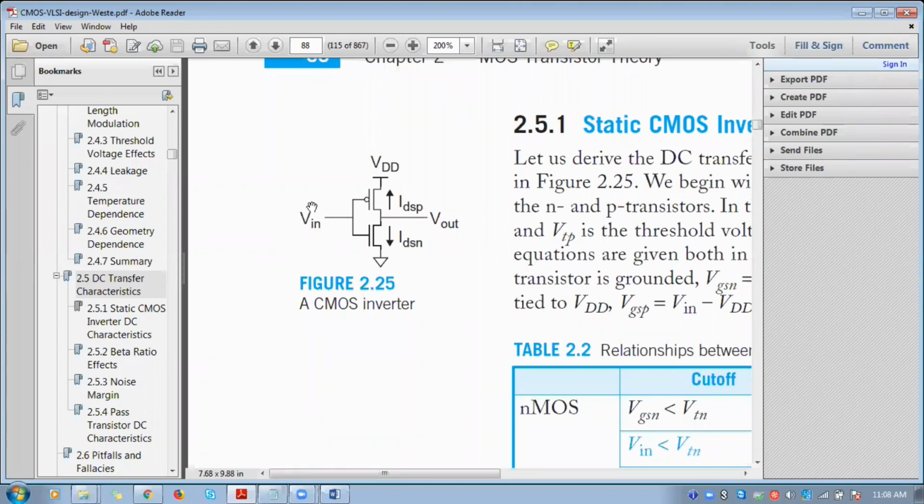So when we are applying 5 volt, that is logic 1, as input, the PMOS will be in the cutoff region and the NMOS will be in the saturation region. So the output will be connected to ground, so we will get 0 volt or logic 0 at the output.